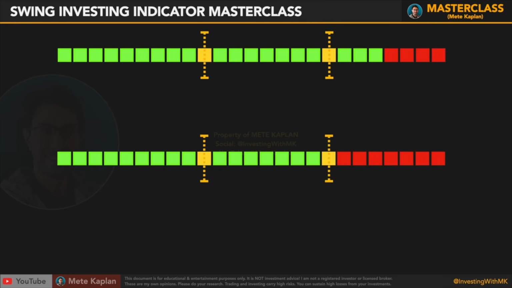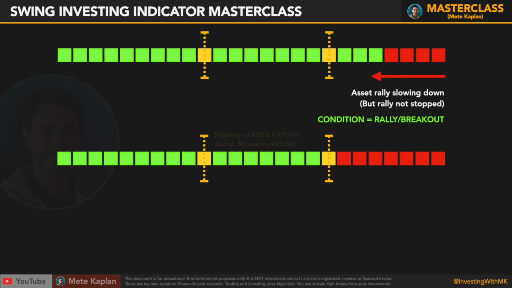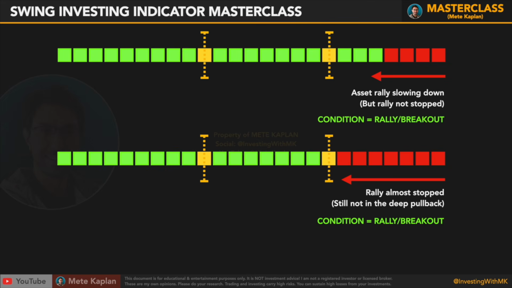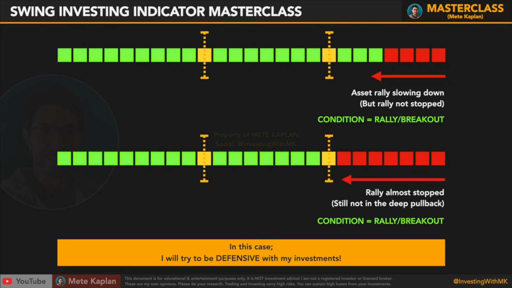If the lower time frames are red, mostly early time frames are pulling back, it means that the asset rally is kind of slowing down, or maybe the rally stopped for a moment. In this case, I will try to be still defensive with my investments. Remember, at this stage, the price is still quite expensive for us. I just cannot be aggressive. I will invest, but I'll be defensive with my working agents, not rushing anything yet.